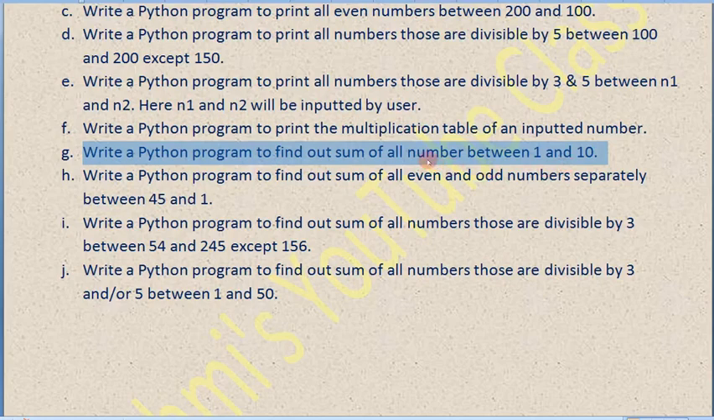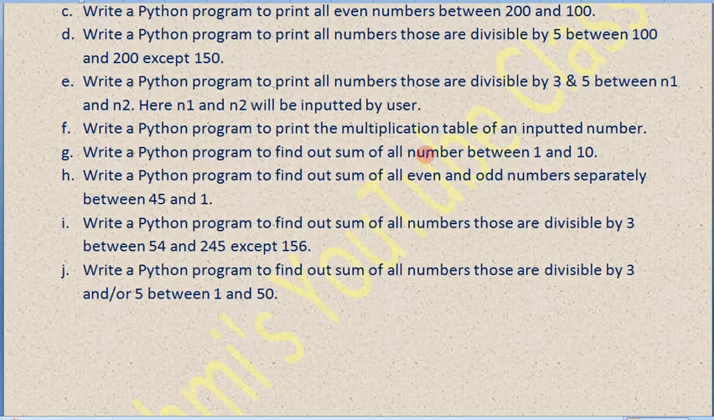We require two variables. One variable will extract the series, or expand the series, that is from 1 to 10, for continuing the loop, and one more variable we will take to store the sum value. So let's go to the Python editor to write the program. As I told, we have to take two variables. Let's take one variable sum as 0 and another variable, n, to continue the loop.